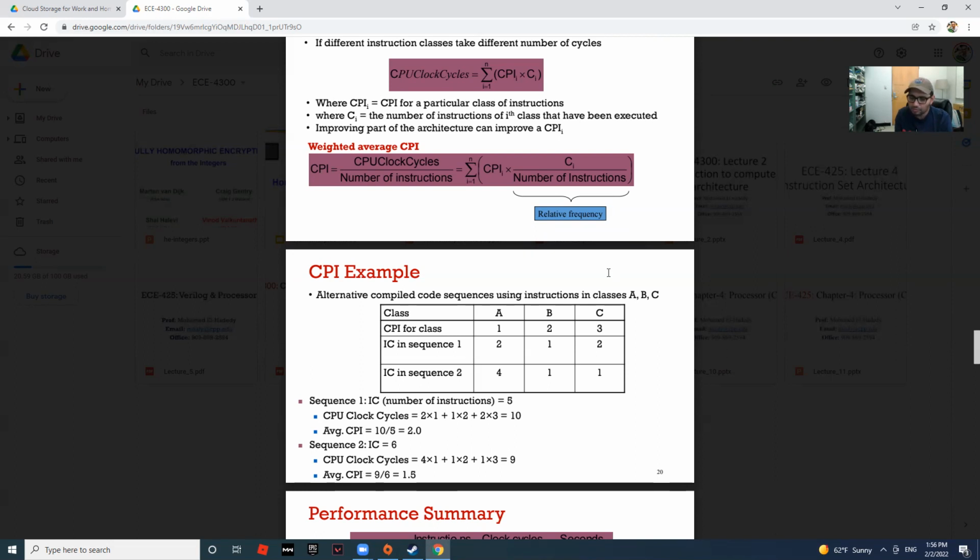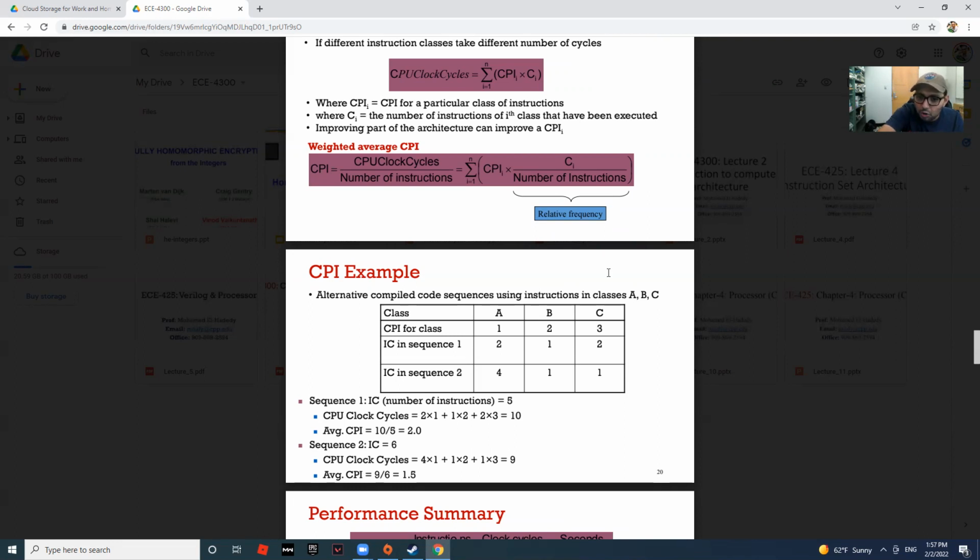Okay, classes A, B, C. The CPI of class A is 1, B is 2, C is 3. In the instruction compiler sequence 1, A is taken 2 times, B is taken 1, C is taken 2, and there is a different count in sequence 2. Now what we need to do is calculate the average CPI from the equation we have at the top. How can we do this?